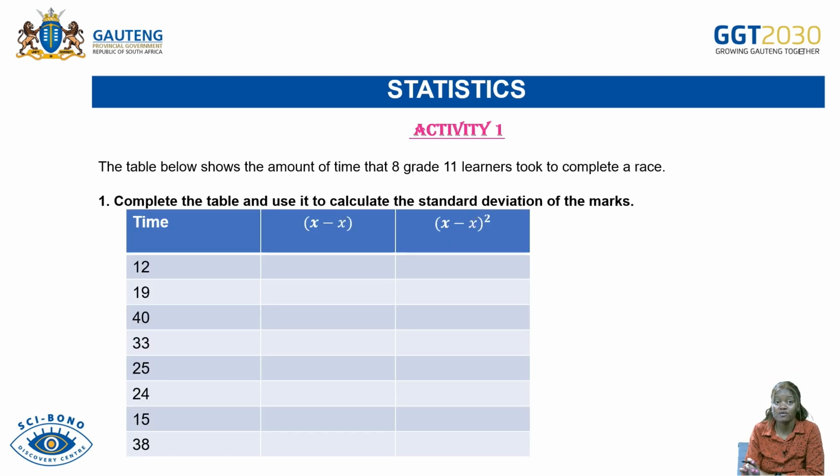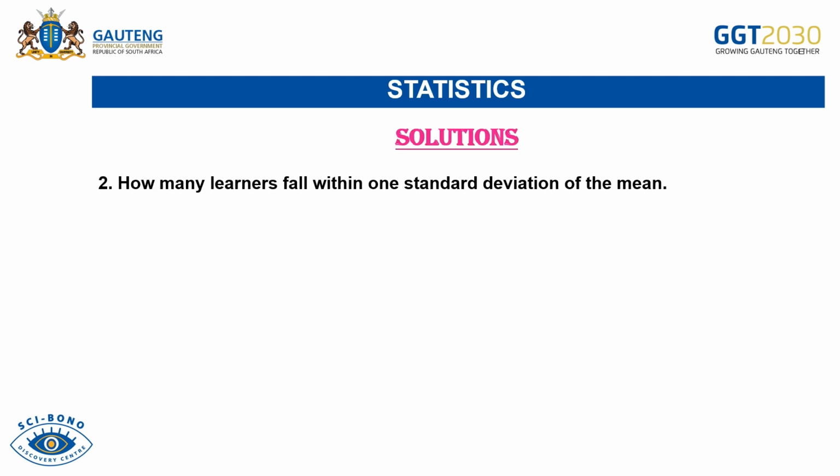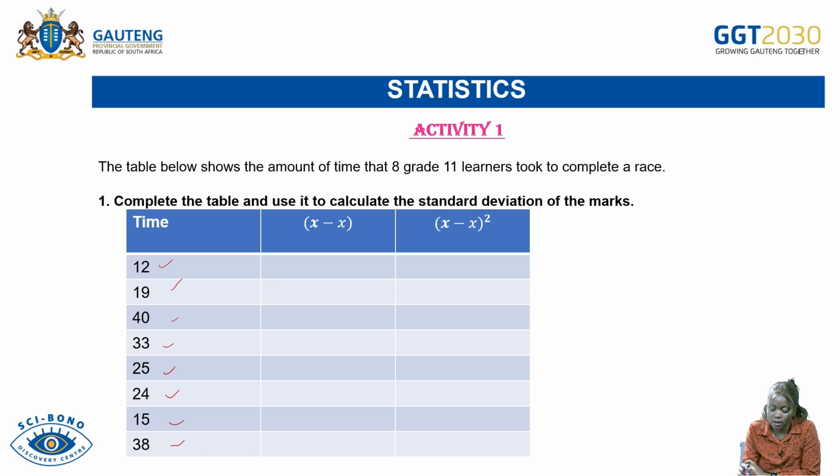So let's look at activity number 1. This one, you are the one who is going to be doing it for me. It says the table below shows the amount of time that 8 grade 11 learners took to complete a race. Number 1, they say complete the table and use it to calculate the standard deviation. You are given 12, 19, 40, 33, 25, 24, 15, and 38. So please use that table to calculate your standard deviation.